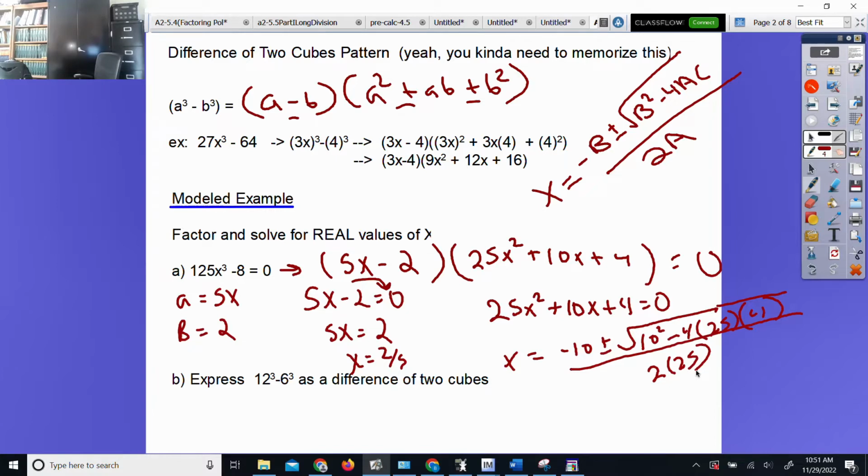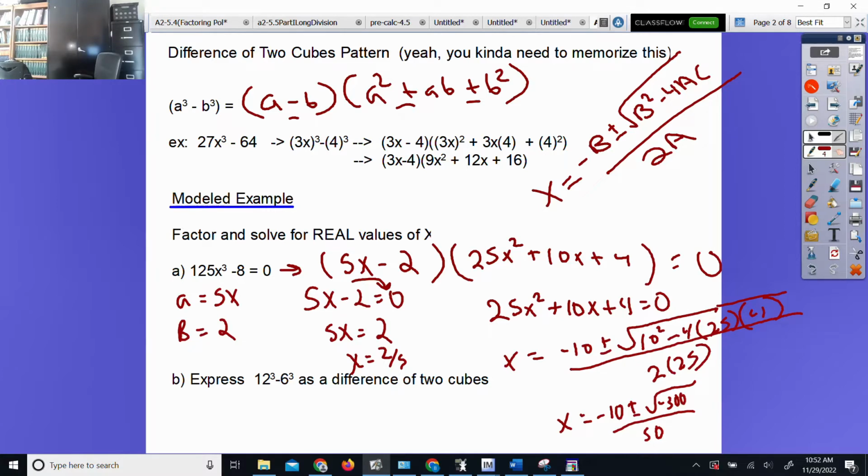10 squared minus 400. Which is 4 times 25 times 4. Oh, 300. What kind of 300? Negative 300. So x is negative 10 plus or minus the root of negative 300, both over 50. Is that real? Let's do imaginary answers there.